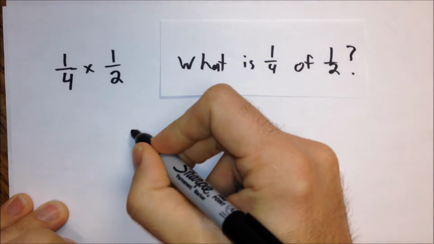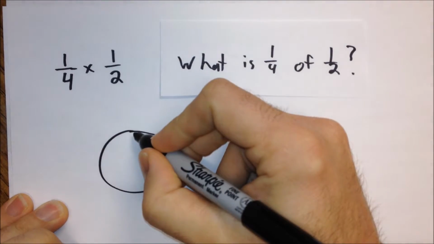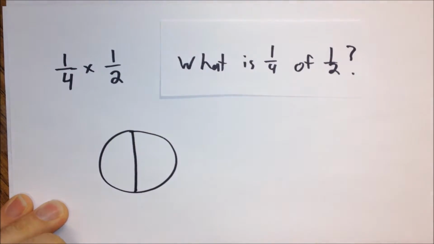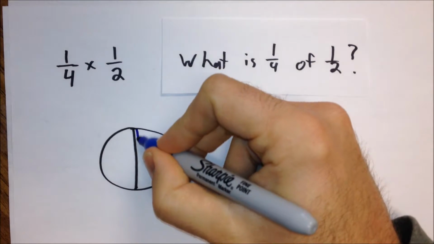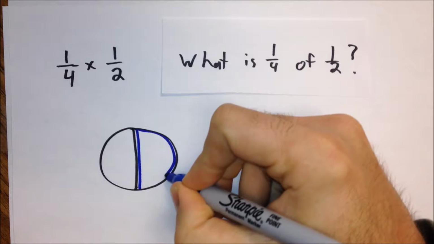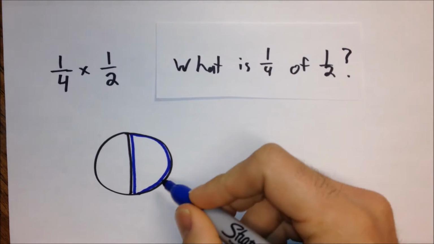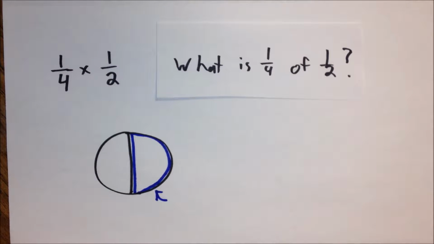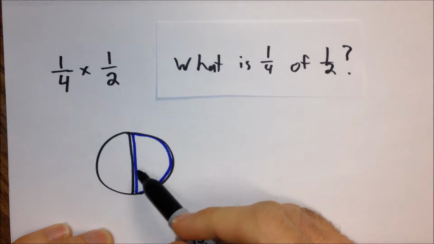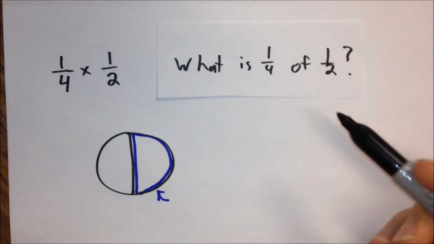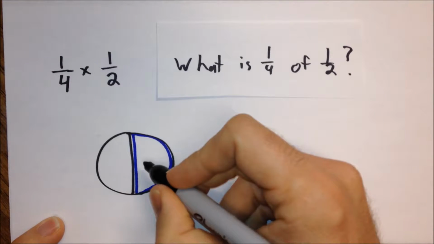So 1/2 is quite simply just this 1/2 of whatever our object is. So this part here that I'm highlighting in blue, this part right here, is our 1/2. And so the question is, what happens if I take that 1/2 and divide it into 4 pieces? What is 1/4 of 1/2?